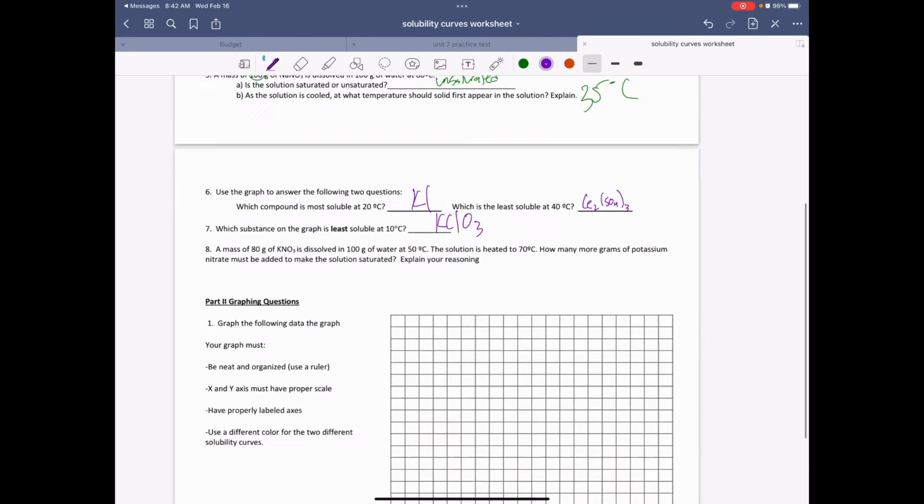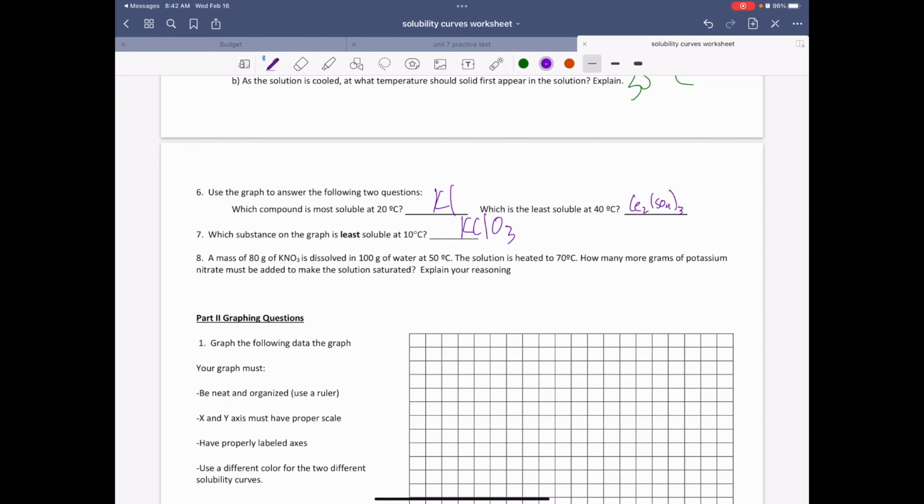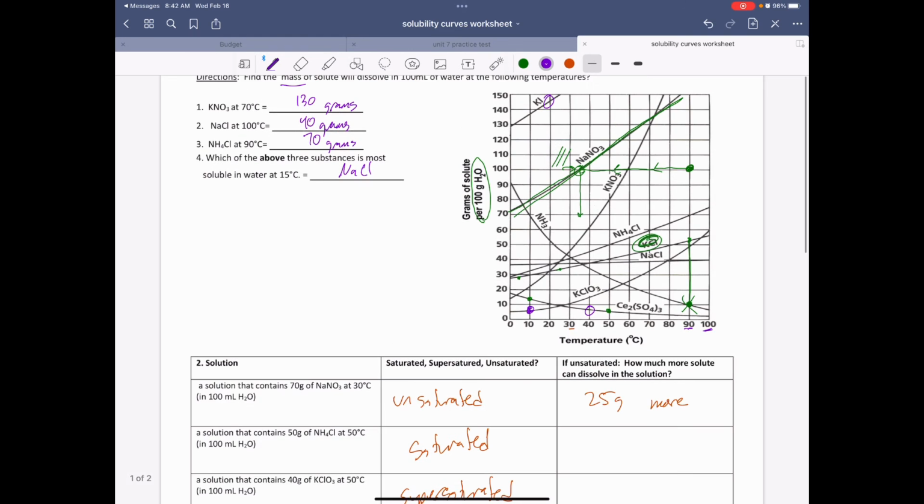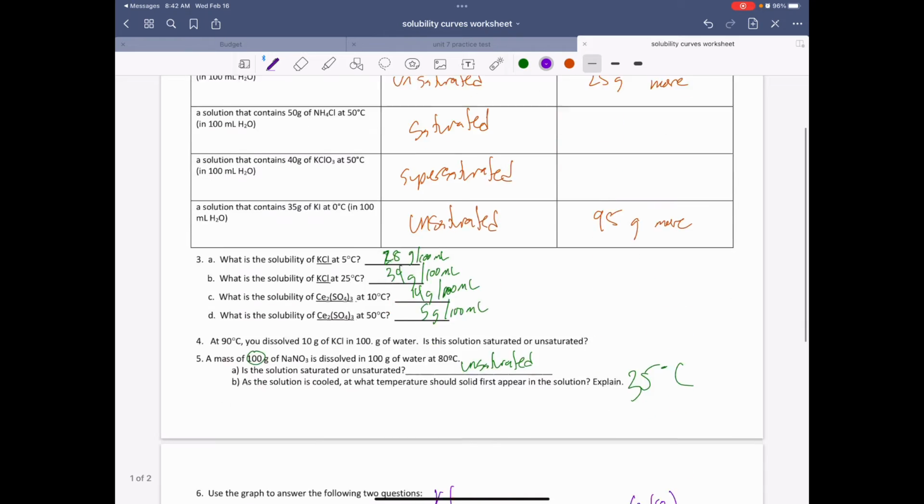A mass of 80 grams of potassium nitrate is dissolved at 50 degrees Celsius. The solution is heated to 70. How many more grams can you add to make it saturated? Okay, so 80 at 50 degrees. Let me just quickly erase my other stuff here. So 80 grams at 50 degrees is going to be a little dot right there.